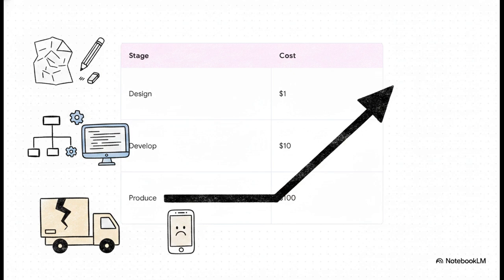This is the golden rule of interactive systems. If you catch a usability flaw while you're just sketching out wireframes in the design phase, it costs practically nothing to fix. Just grab an eraser or a new piece of paper, represented here as $1. But if you don't catch it until the development phase, your developers have to rewrite the actual code, which costs $10. And if you ship it to production and then have to fix it, you're looking at recalling products, issuing massive software patches, and dealing with angry users. That is your $100 mistake.